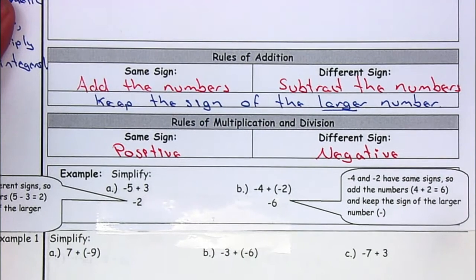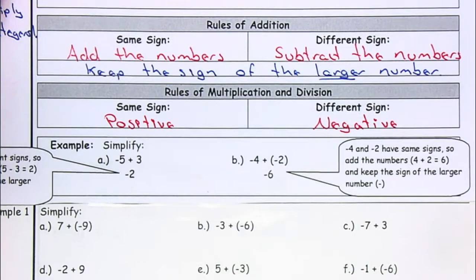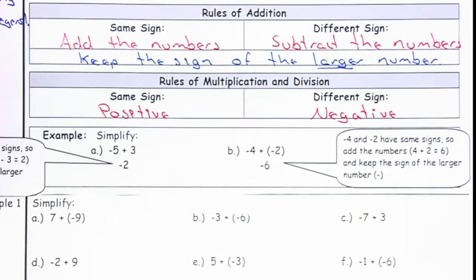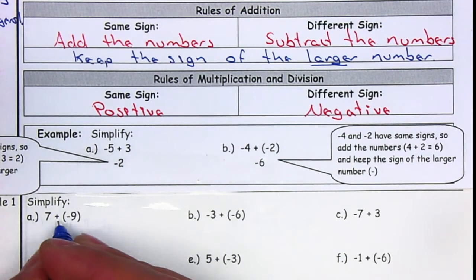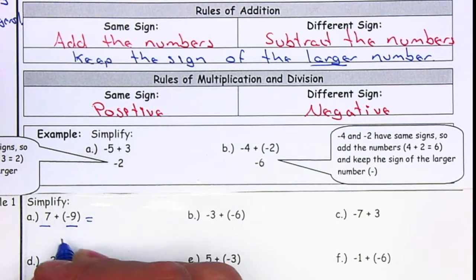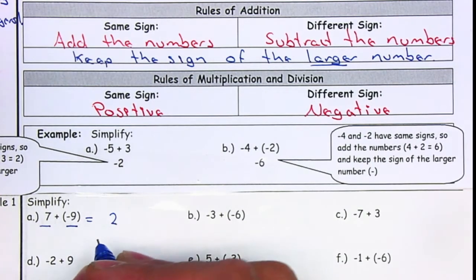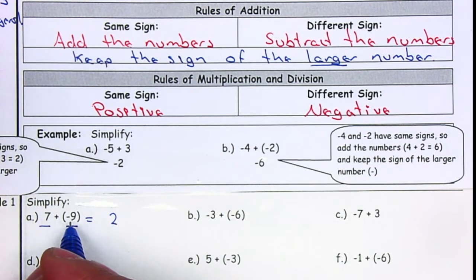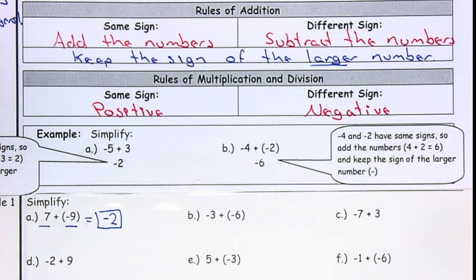Remember, same sign, add the numbers; different signs, you subtract the numbers. And you always keep the sign of the larger number. For example number 1a, we have a 7 plus a negative 9. This is a positive. This is a negative. They have different signs, so we're going to subtract. 9 minus 7 will be 2. And we keep the sign of the bigger number. We're just looking at the 9 and the 7. The 9 is bigger, so we're going to keep that negative. And that'll be your answer.